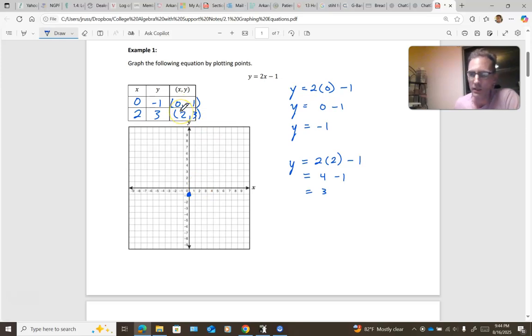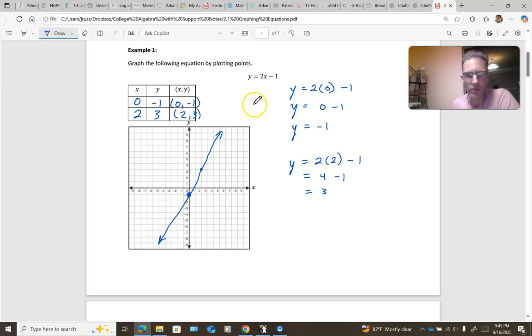Now I need to plot this second one. It's 2, 3, so I'll start right here at the origin. I'm going to move to the right 2, and then up 3. That's going to put me right here. Okay. Now if you were doing this by hand, you would then draw a straight line, maybe with a ruler, through those 2 points, and you would put arrows on the end, just showing that this relationship holds forever, okay, for all values of x. In other words, this line goes on in both directions.